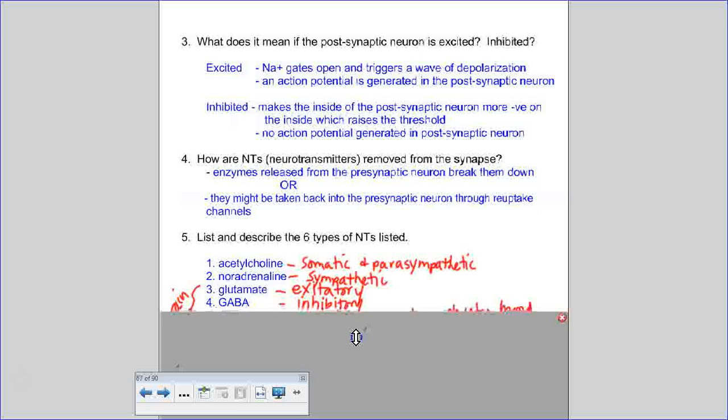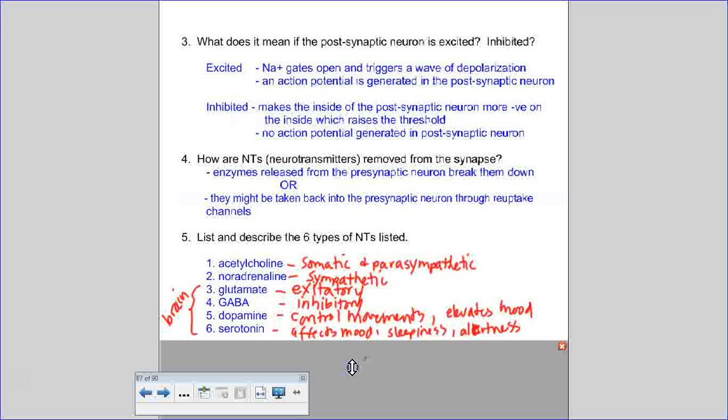Glutamate and GABA are two of the primary neurotransmitters found in your brain. Glutamate is excitatory, so it increases the level of firing in your brain, whereas GABA is inhibitory, so it will slow down certain processes in your brain, causing them not to happen. Dopamine and serotonin are also found in your brain, and they have specific roles.